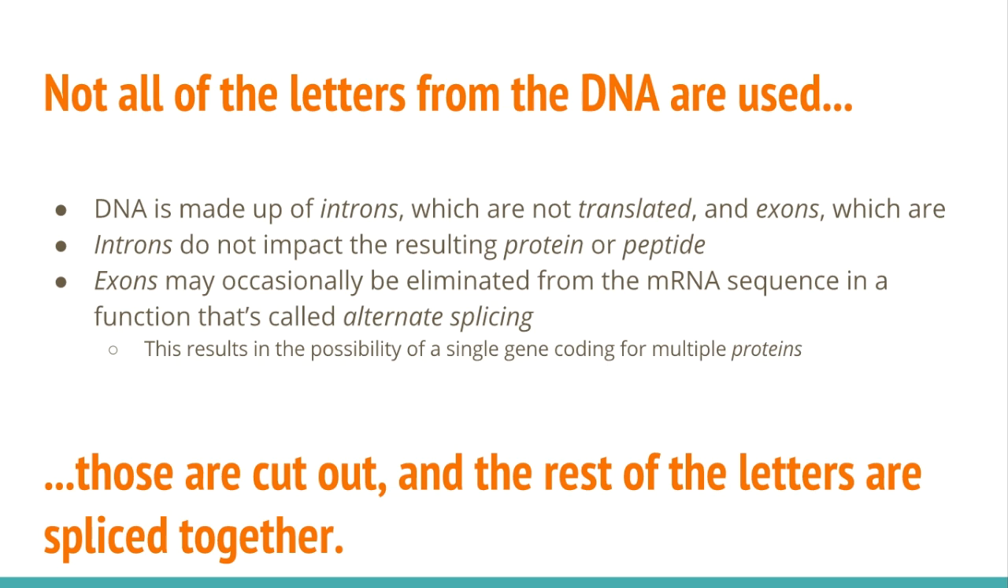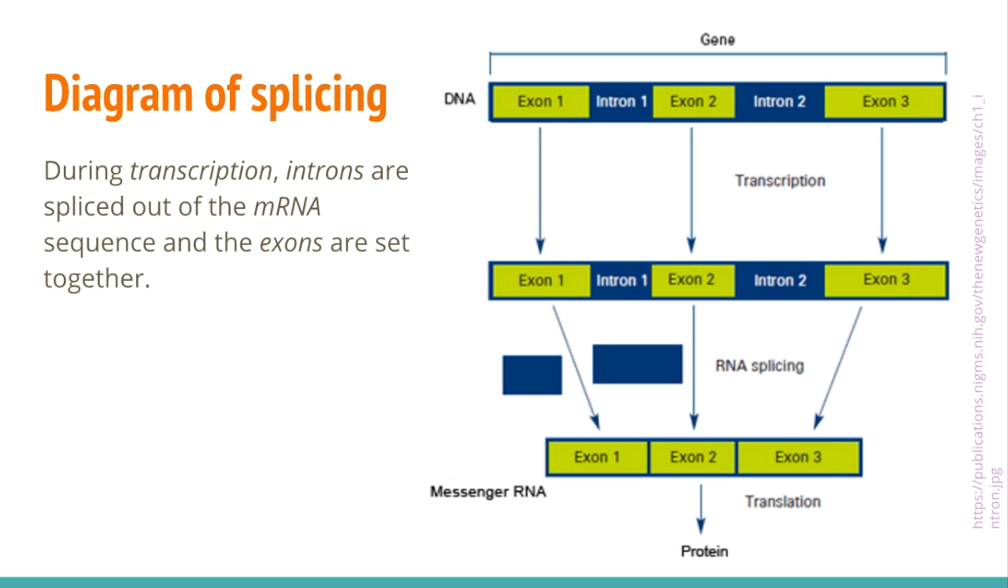Introns do not. Occasionally, exons may be eliminated from the mRNA sequence, and that is called alternate splicing. And alternate splicing allows a single gene to code for multiple proteins. That's important because we can cut down on the amount of genetic information that's available to be mutated or that has the potential to become mutated.